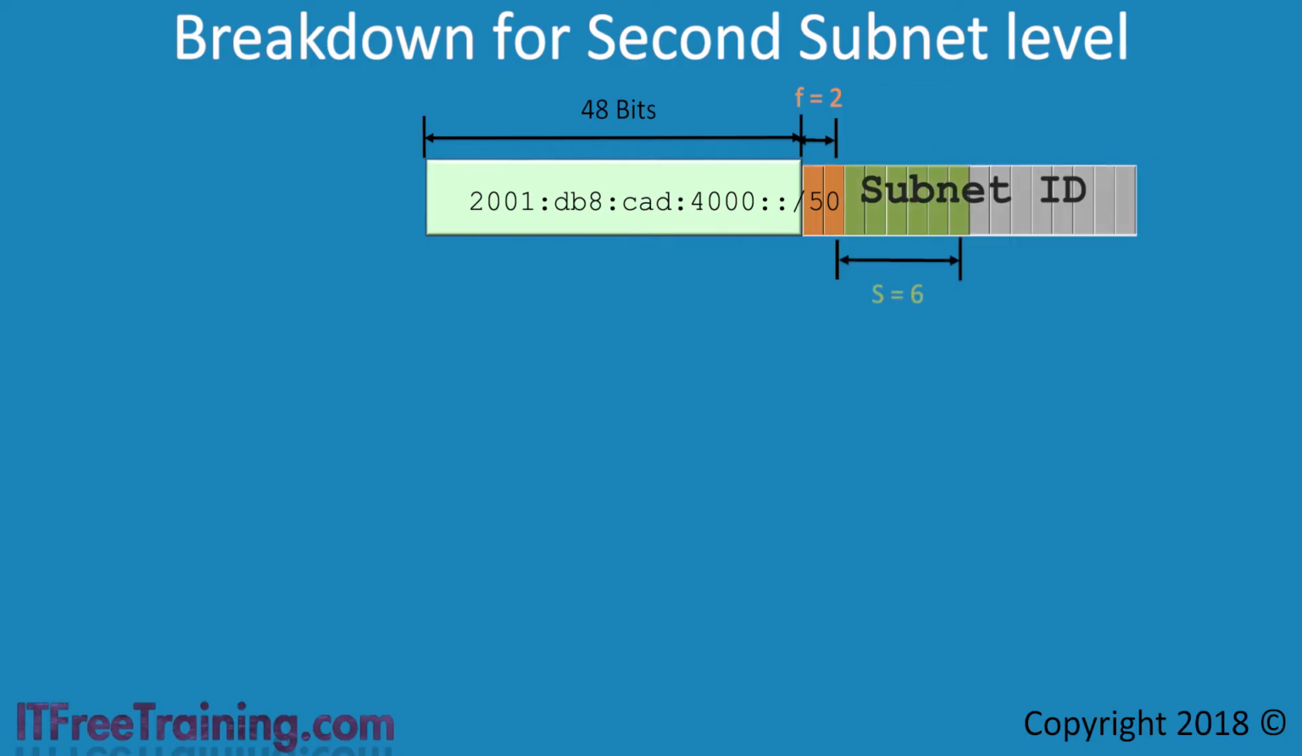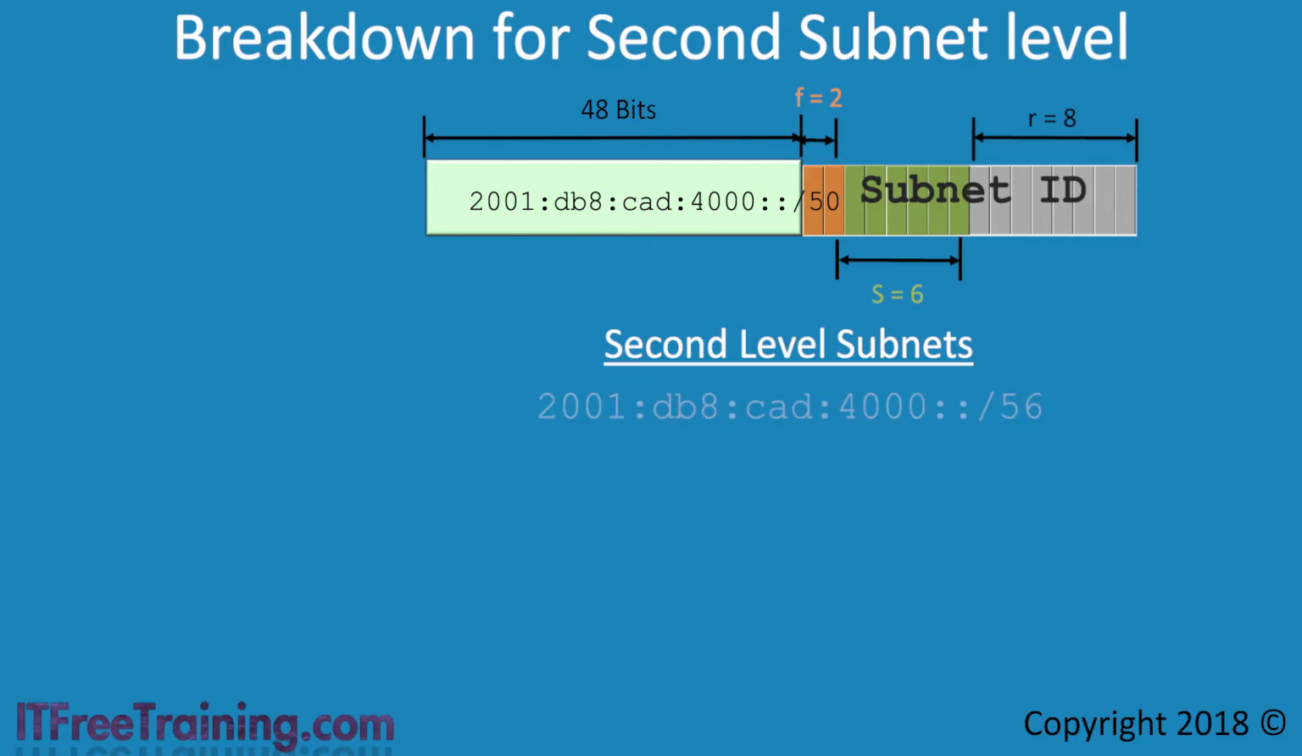So an additional 6 bits from the subnet ID will be allocated. This leaves 8 bits that have not been allocated. To work out the second level subnet addresses, the process is the same as before. For the first subnet address, the address that was allocated to the Canada network is copied.